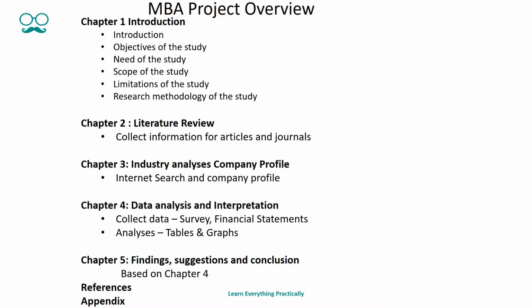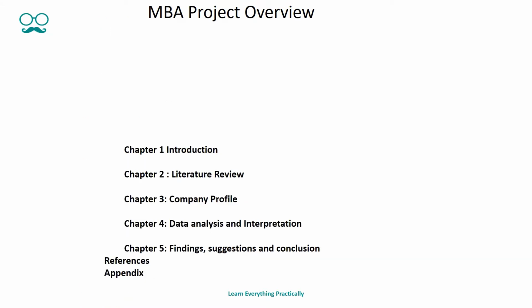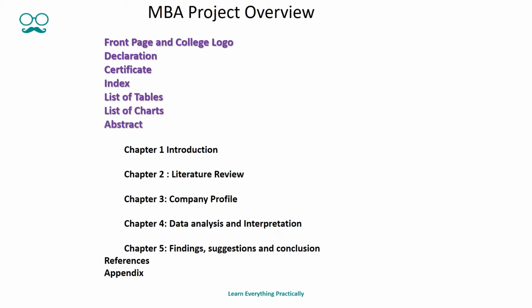Once all these chapters are finalized, we need to add a few more details to complete the project. First, the front page, the college logo, the declaration, and the certificate. Then the index, list of tables, list of charts, and abstract. The abstract should be one page. It should tell the reader what the study is all about, what you have done in the study, and what the expected result of the study is. All these things together form a perfect MBA final year project.